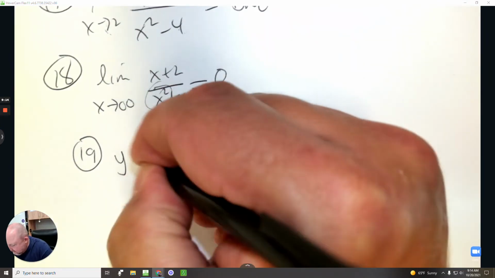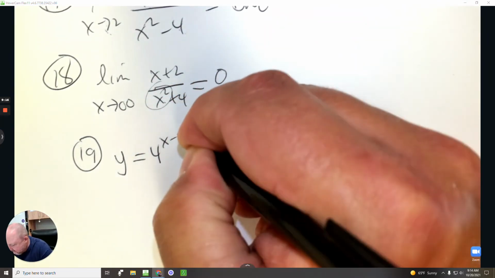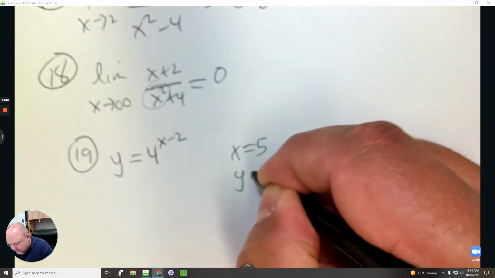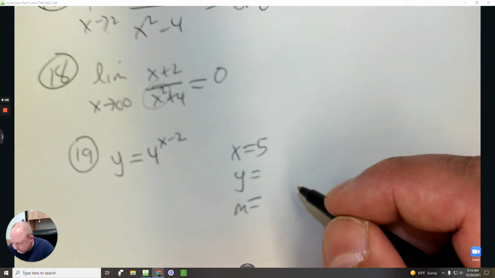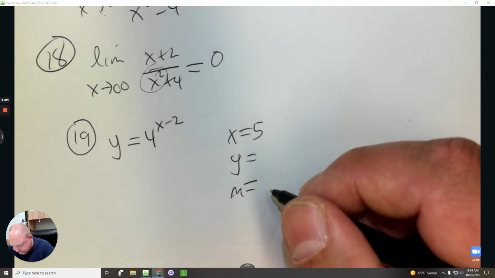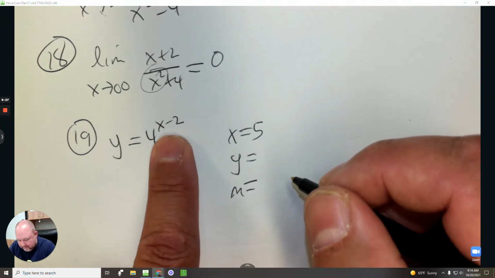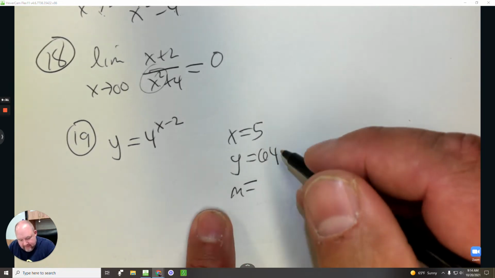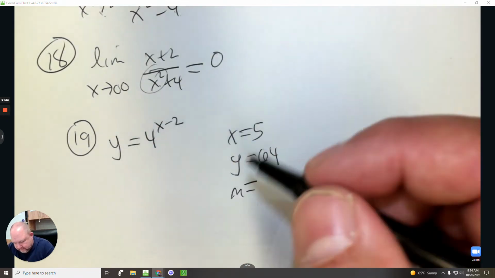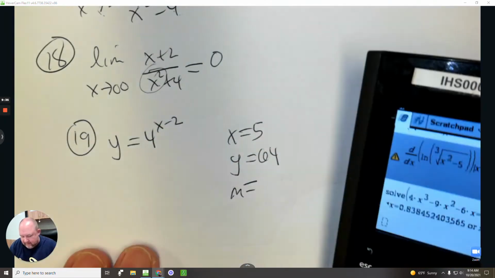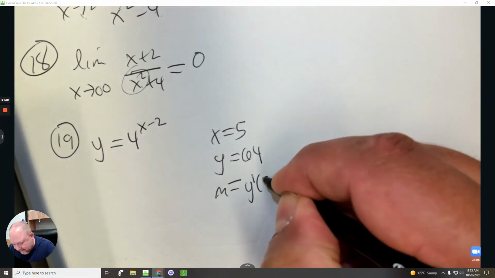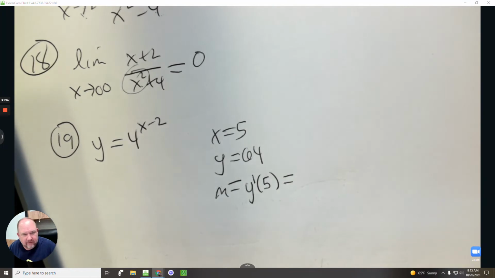Number 19. We have y equals 4 to the exponent x minus 2. And I need to find a tangent line. So these are the 3 things I need to know. So x equals 5. Y, when I plug in 5, 4 cubed is 64. And then the slope is found by doing the derivative. So we're just going to use our calculator directly. So ultimately, I'm finding the derivative at 5. That's what's going to give me the slope.